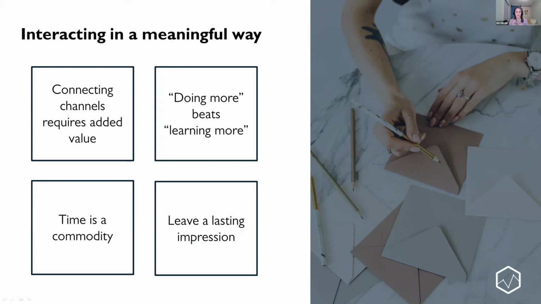And that's really where print and digital can come together. And then doing more beats learning more. I get frustrated when I see advertisements that say, learn more here. And then that's kind of it. And I say, I read all day long. You didn't offer me anything extra. So I'll show some examples. If you can actually provide value above and beyond just information, that goes a long way.